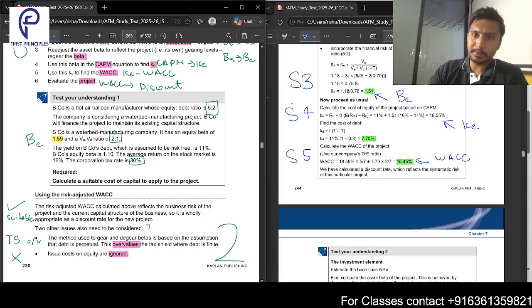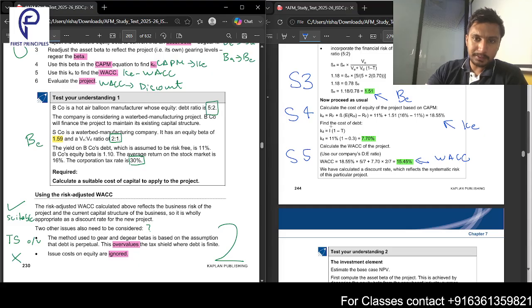Next, we have applied it in the CAPM formula. Risk-free rate that is given in the question is 11%. Beta, now the new one, 1.51. Then the average stock market return is 16% minus the risk-free rate of again 11%. We do that and we get 18% KE.